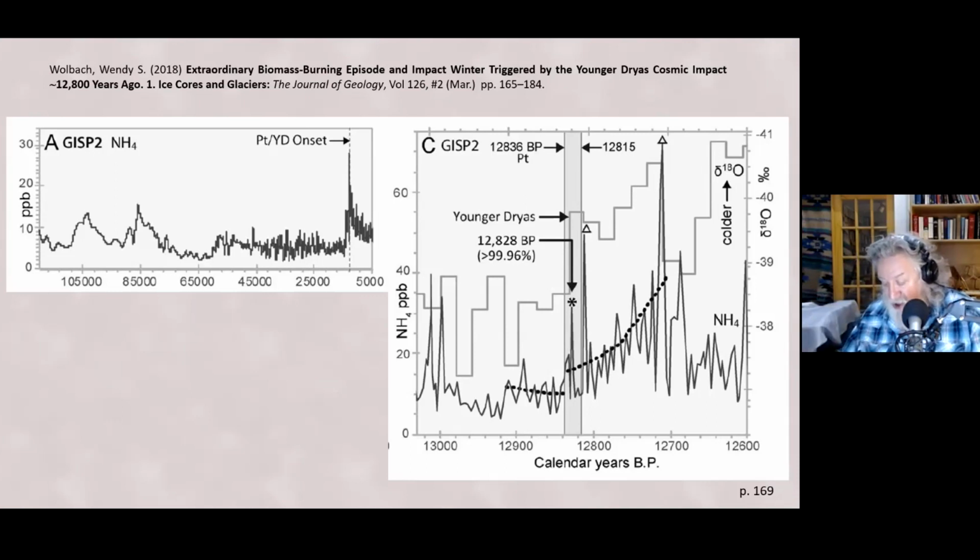So B is the oxygen 18 isotopic record from 120,000 years. Oops, I'm sorry, I'm reading wrong. That was A. Yeah, this is actually C. So C is platinum anomaly from 12,836 to 12,815 calibrated years before present, with ammonium measurements, which is the solid black curve, between 13,050 and 12,600.